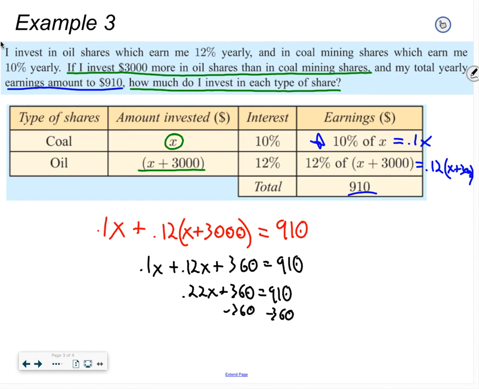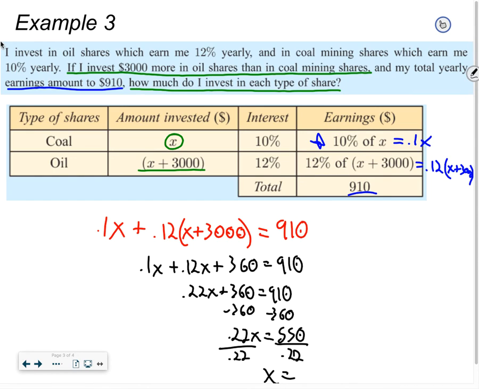And I get 0.22x is equal to 550. Divide by 0.22. Divide by 0.22. And I'm going to get x is equal to 2,500.